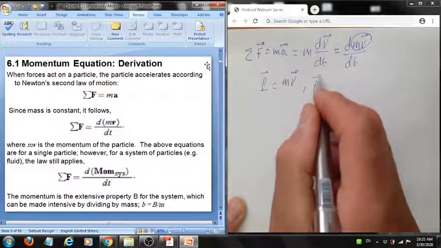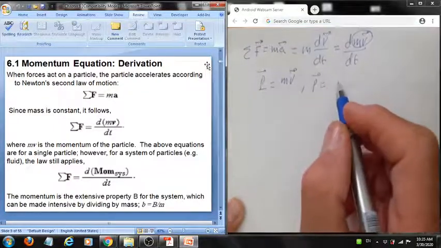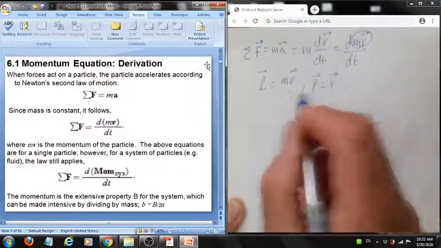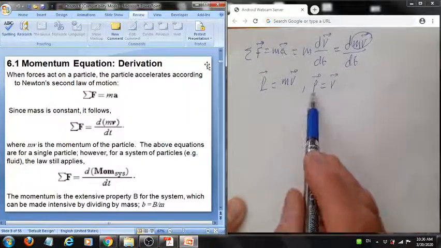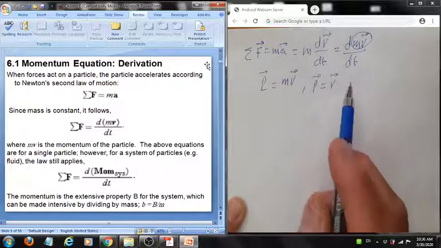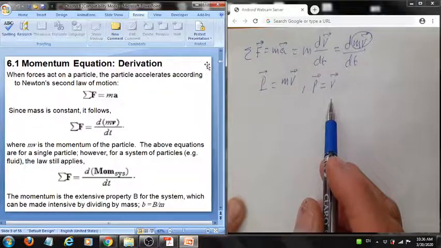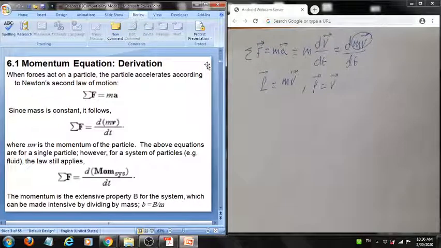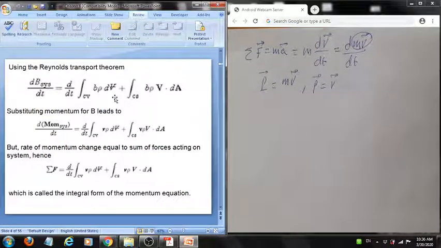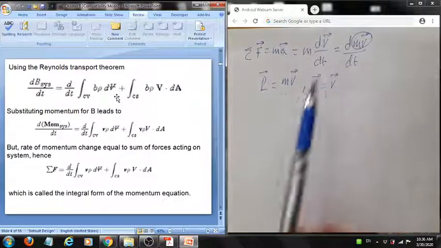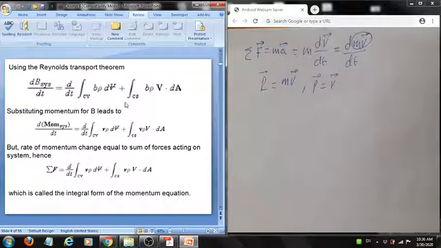We can make it intensive by dividing by mass. Remember, this is not the pressure. This is the symbol we usually use for momentum, زخم. Now we can go back to the Reynolds transport theorem, which was developed in chapter 5, to use it to transform Newton's second law into a form that can be used in the fluid flow analysis.